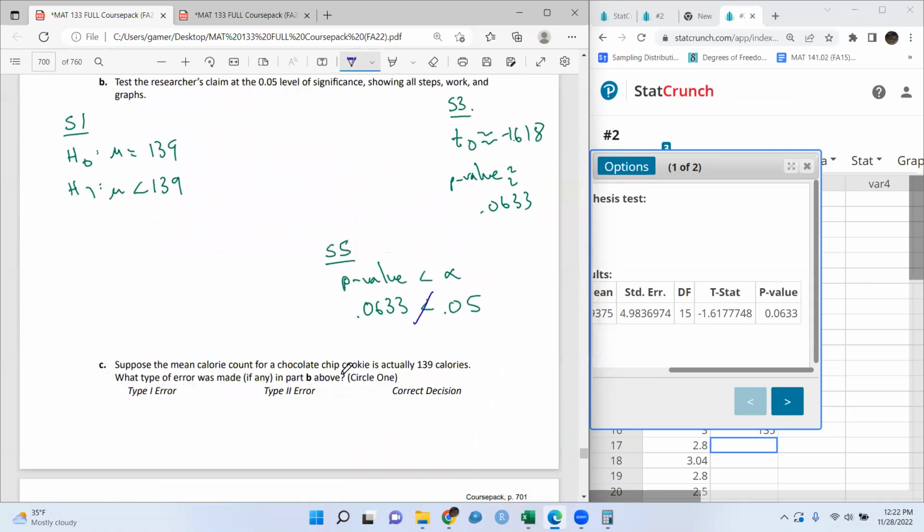Okay, so let's look at this one. What did you say for type 1, type 2, or correct decision error? Remember, one of the ways to keep track of this is to make a type 1 error, you have to have rejected H0. To make a type 2 error, you have to have not rejected H0. That's the only time those two can happen. And then correct decision, it could be either one, right? That's the tricky one. So what did you say? Did we make a type 1 error or a type 2 error?